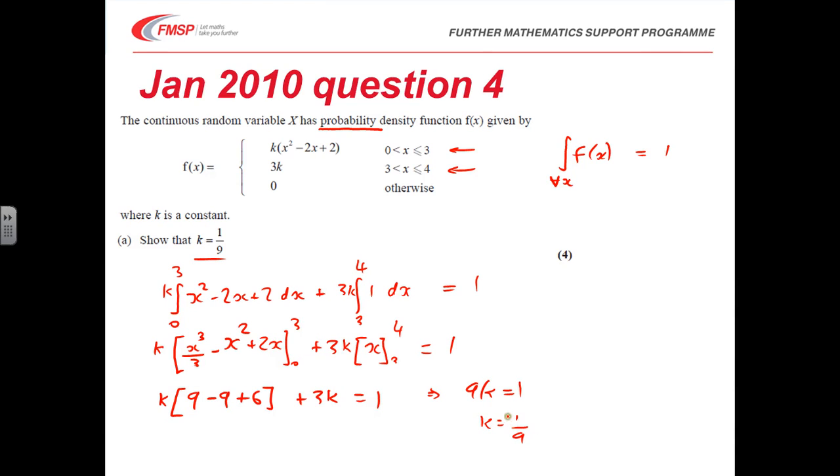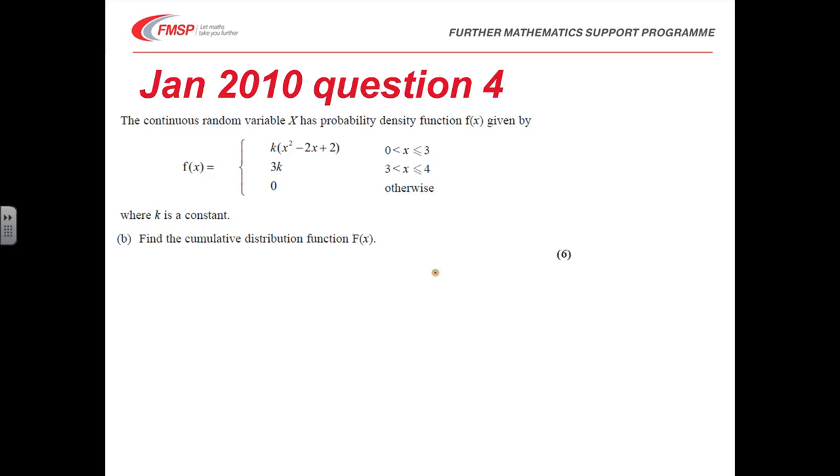Okay, and then the mark allocation here is as follows. So you get a method mark for recognizing that you've got two aspects, two supports that you need to integrate and add together. You then get an accuracy mark for getting that correct. You get a method mark for doing the correct integration, and it is dependent on the first method mark. So if you haven't started the question correctly, you just get nothing for this question. And then of course we get an accuracy mark for getting the answer all the way down to 1/9.